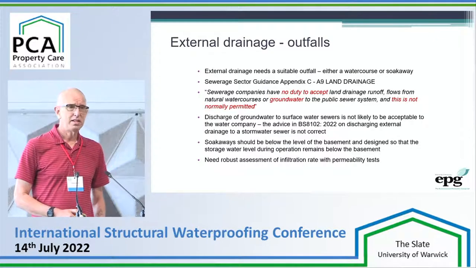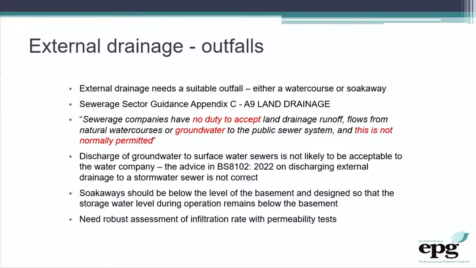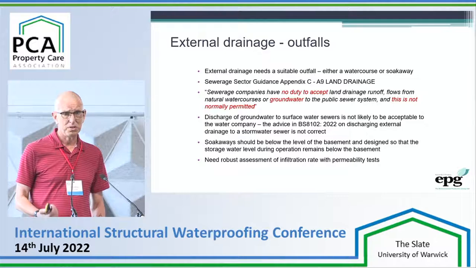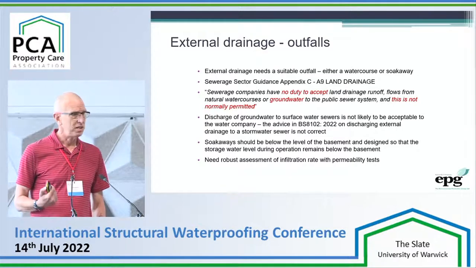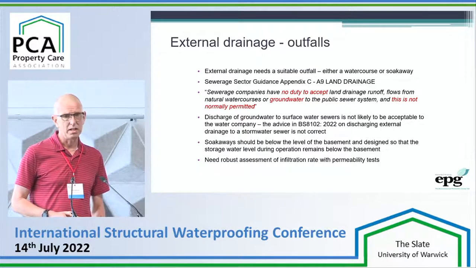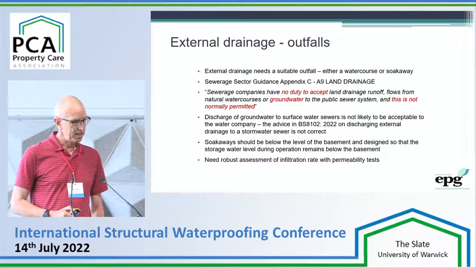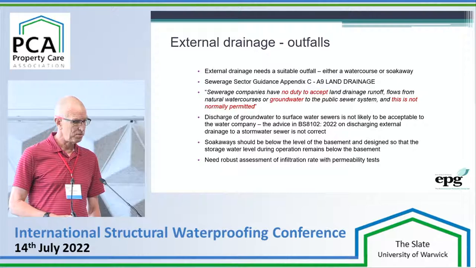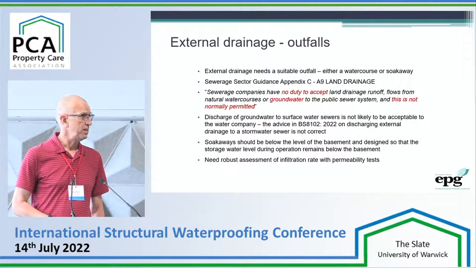So outfalls, this is the big issue that I see. We do a lot of work on sustainable drainage design. And what I see in basement waterproofing external drainage is different to what we're seeing in SuDS and what we're allowed to do in SuDS design. So if you put external drainage in, it has got to have an outfall, otherwise it will not work. And that's got to be either a watercourse or a soakaway. If you look at the Surrey guidance, Appendix C, A9, land drainage, it tells you that sewerage companies have no duty to accept land drainage runoff flows from natural watercourses or groundwater.